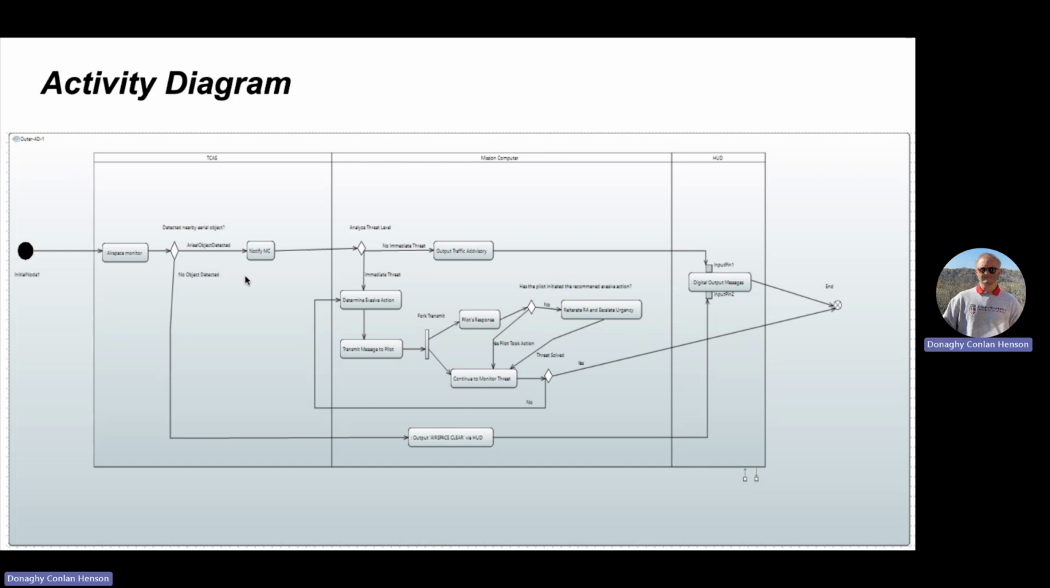If there is no object detected within the airspace, that signal is bypassed all the way to the mission computer partition to output the message to the pilot via the heads-up display, airspace clear.